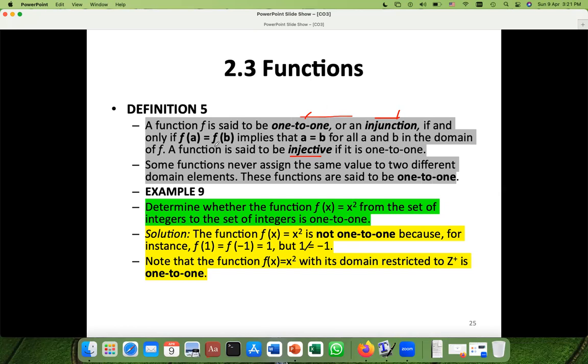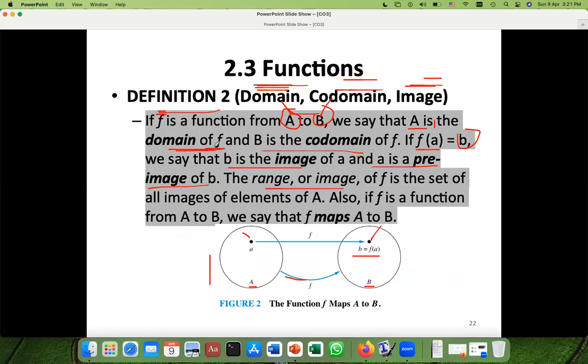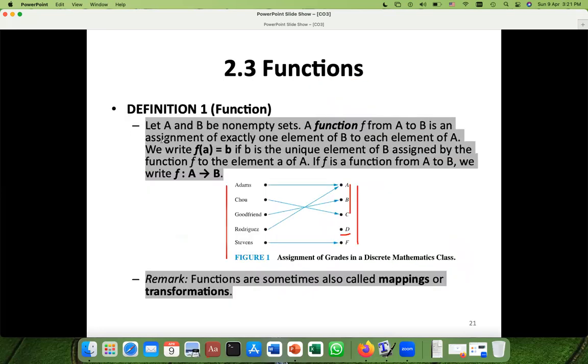If here you have the set A and here you have the set B, and you are assigning the values from A to B, exactly one, as you have seen in the definition for this function. Just keep that definition in your mind according to that example.